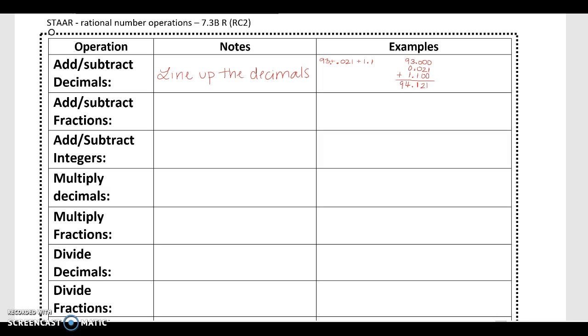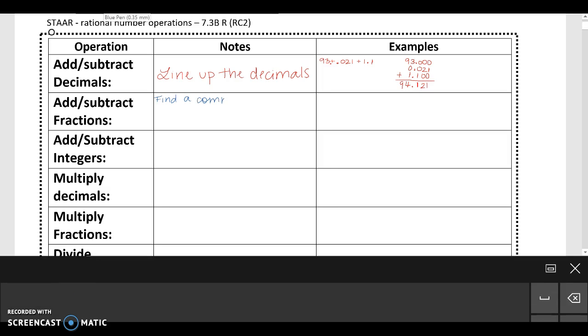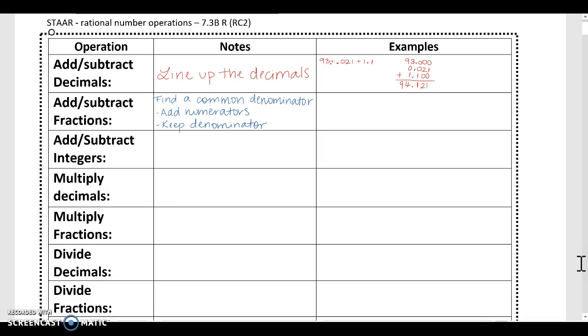All right, so the next thing we need to talk about is adding and subtracting fractions. To add and subtract fractions, you need to find a common denominator. And once you have a common denominator, you're going to add the numerators, which are the numbers on top, and keep the denominator. Okay, so for example, if we have 1/3 plus 3/4.